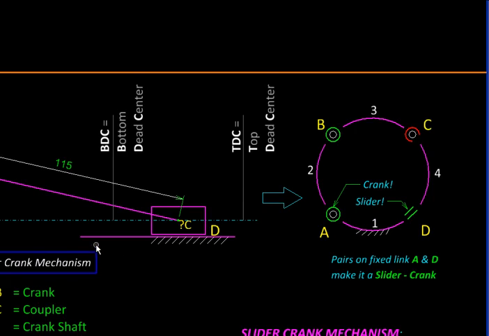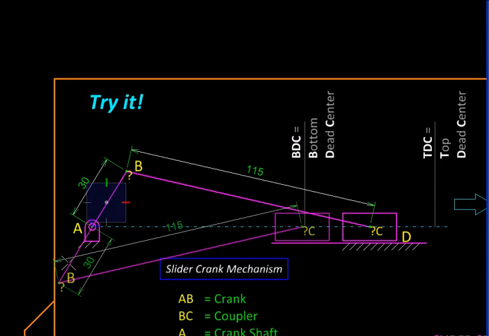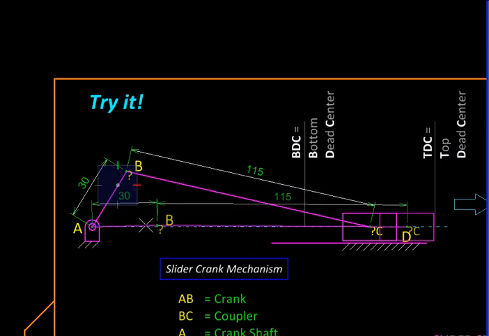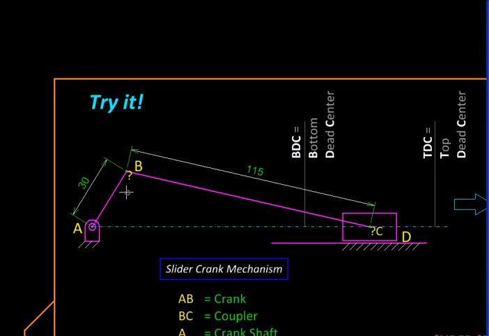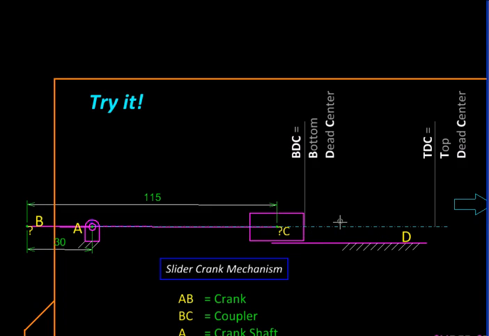In its physical form, it can be represented like this. Link AB, shown over here, is the crank, which can rotate completely like this, and as it does so, the slider moves back and forth. The link that connects the crank and the slider is called the coupler. The two extreme positions of the slider are called TDC, top dead center, and BDC, the bottom dead center.